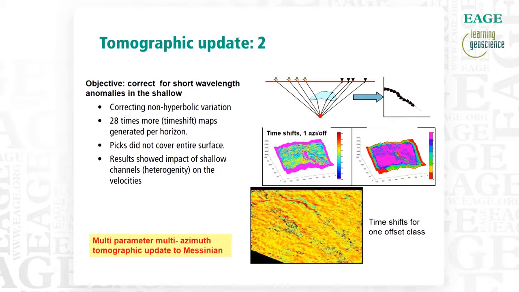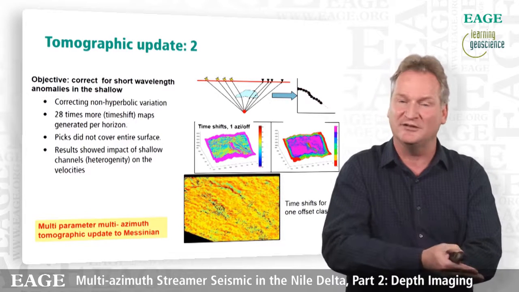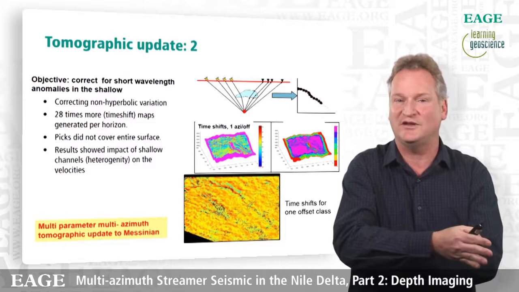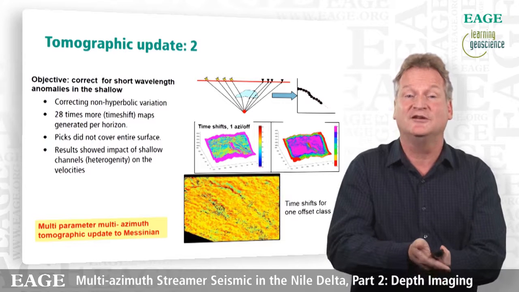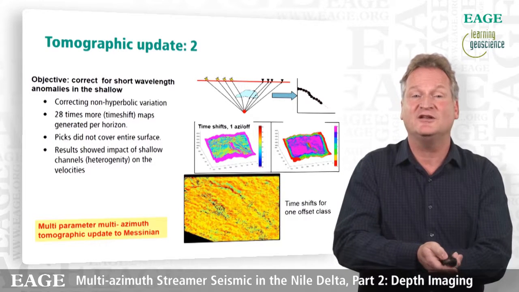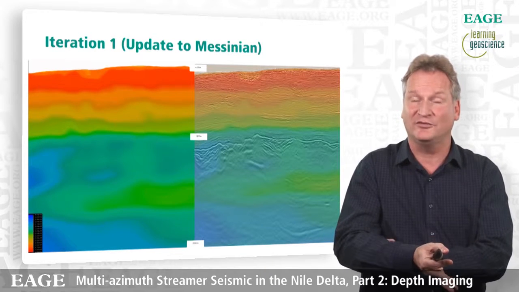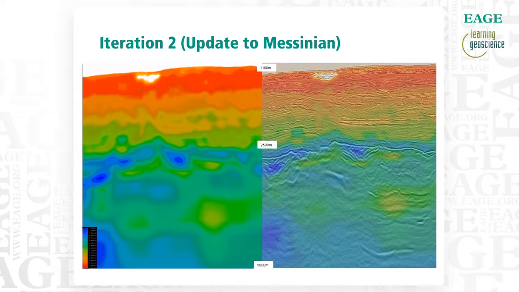Now the fact that we're looking at a single offset class also brings in an additional issue, which is the signal to noise ratio in the data in general. That's one of the things that, especially when we start picking deeper, becomes a bigger issue, and that's something that we really try to tackle in the third tomography when we get to that. So here we do a multi-azimuth, multi-parameter tomographic update. And once we've done that, we hope to see the effect from that. So here we have the results from the first iteration, and then as I go to the next one, you can see the effect of this multi-parameter, multi-azimuth update.